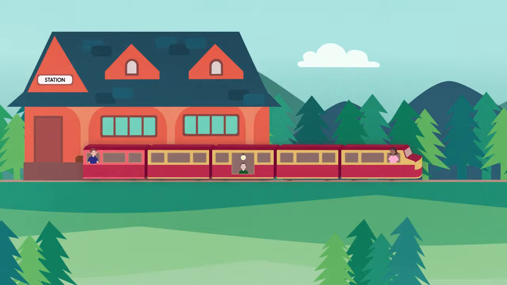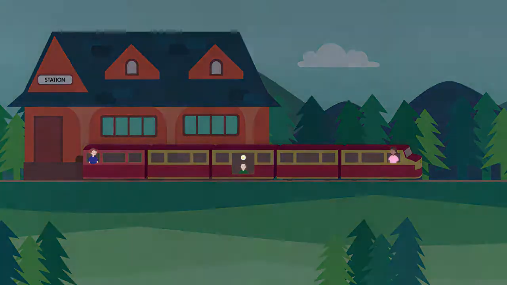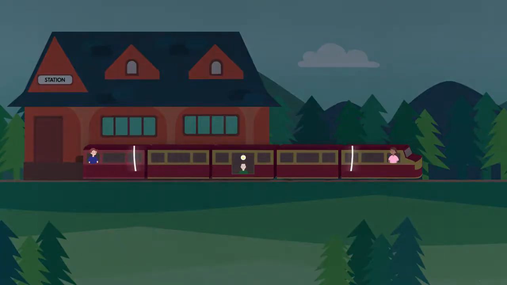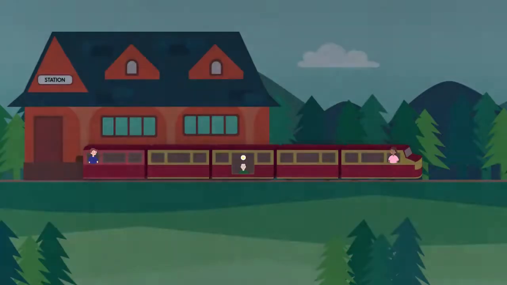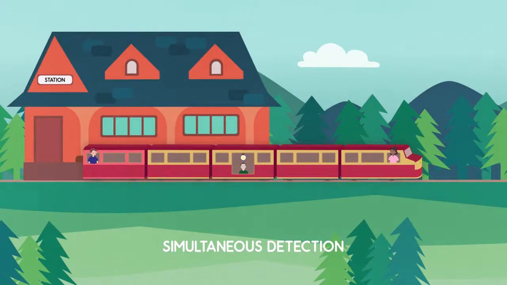Here in the station, Sheldon conducts his first experiment by flashing the light and recording the arrival times that his friends measure at each end of the train. Since the distance to the light source is the same from both friends, they each detect the light at the same time. We call this a simultaneous detection.